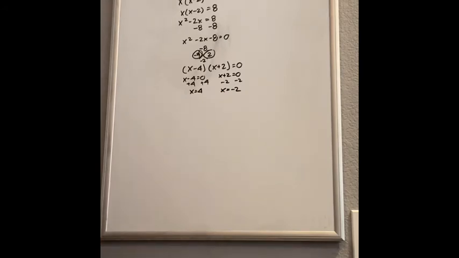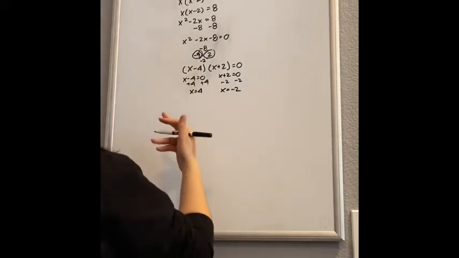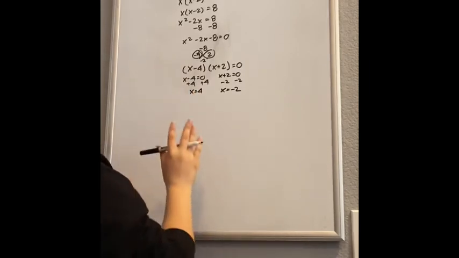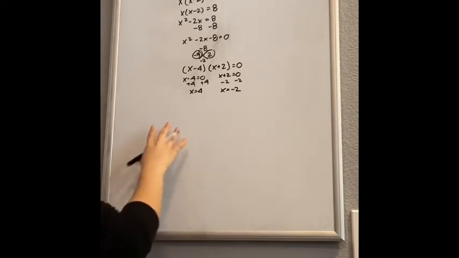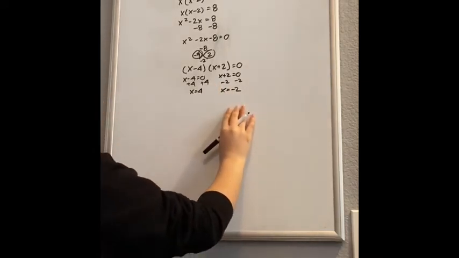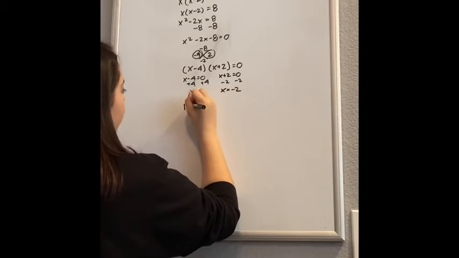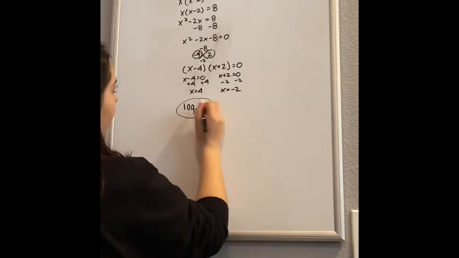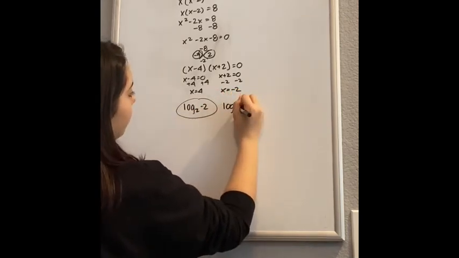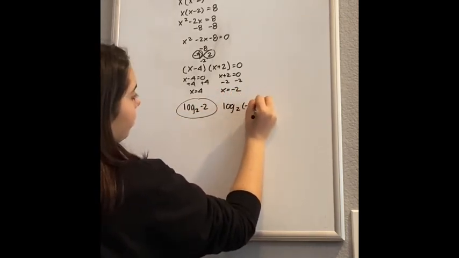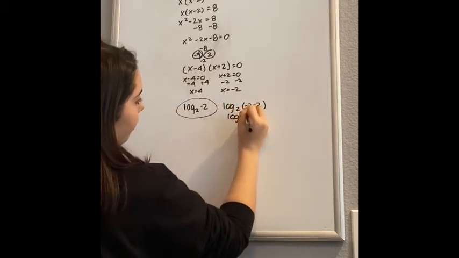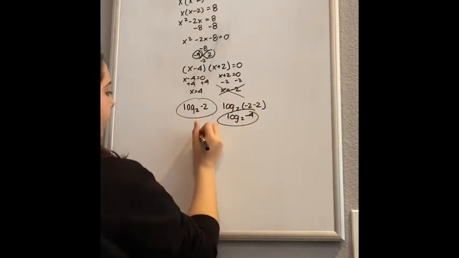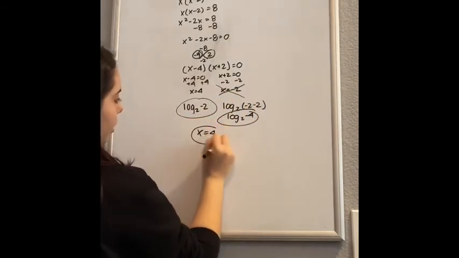Now we have to check for extraneous solutions. Make sure they're not extraneous. First we'll check for negative 2. So log base 2 of negative 2, that's not possible. And log base 2 of negative 2 minus 2 is log base 2 of negative 4, which is also not possible, which means negative 2 is an extraneous solution, which means x equals 4 is our solution.